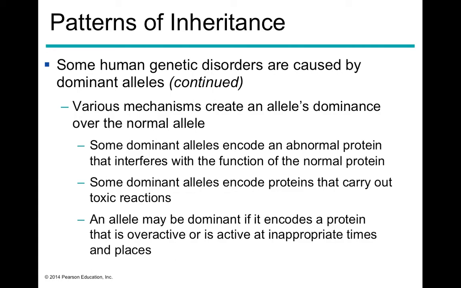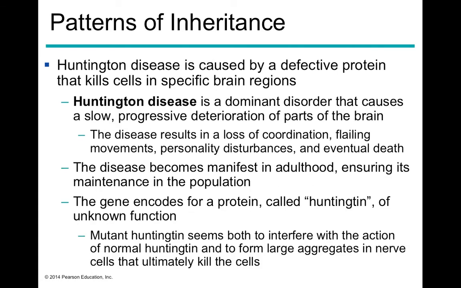And when we look at dominance of alleles, so the dominant versus the recessive allele, there's a lot of different mechanisms that create that allelic dominance. So sometimes dominant alleles encode an abnormal protein that is basically stronger than or interferes with the function of the normal protein. Sometimes dominant alleles encode proteins that carry out toxic reactions. So they may damage the environment, or an allele could be dominant if it creates an overactive protein, or if it is active at inappropriate times and places. So if there was regulation on the normal allele, but there is no regulation on the abnormal protein, then you can end up with a protein that kind of runs aberrant.